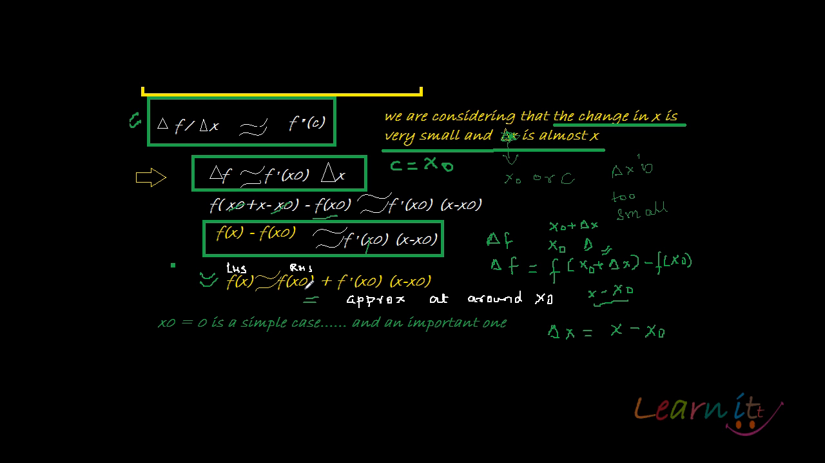And the most important case generally we will see is around 0. What is the approximation of a function around 0? This is a very important one. Around 0 is one of the simplest cases where your x naught is 0, but it's the most important case for that matter.